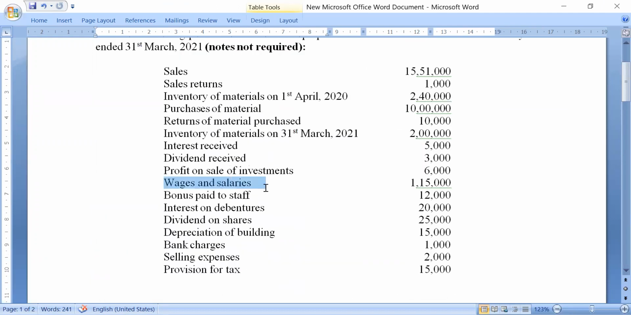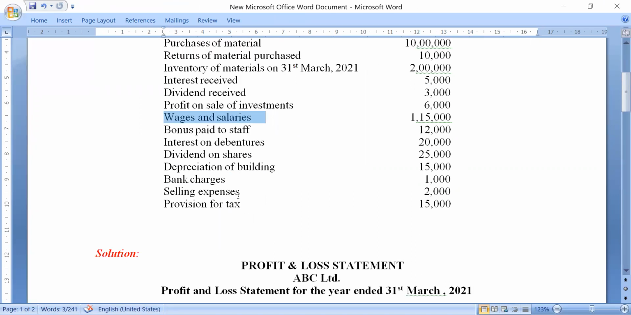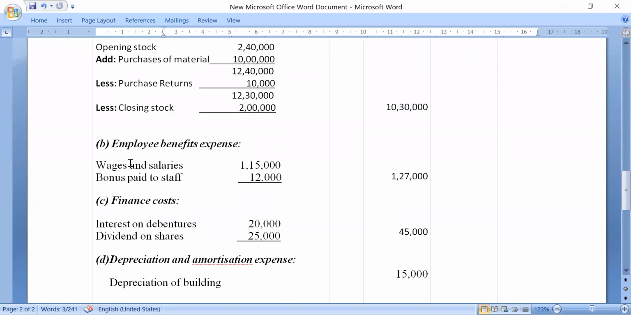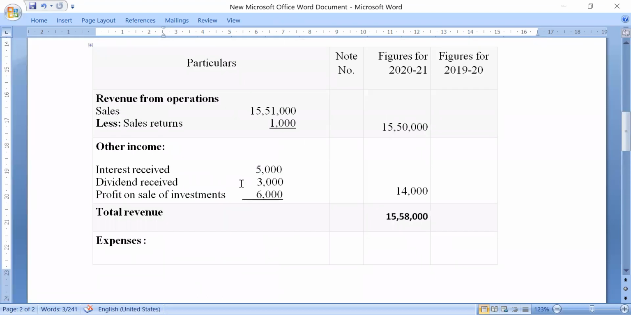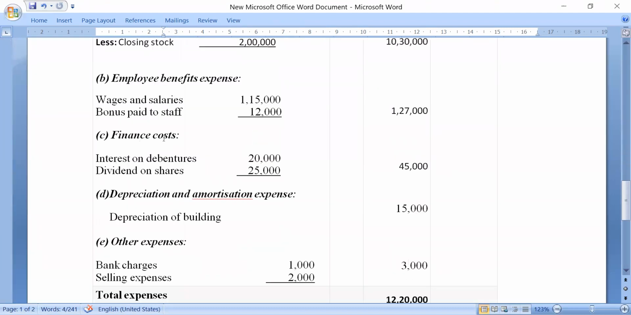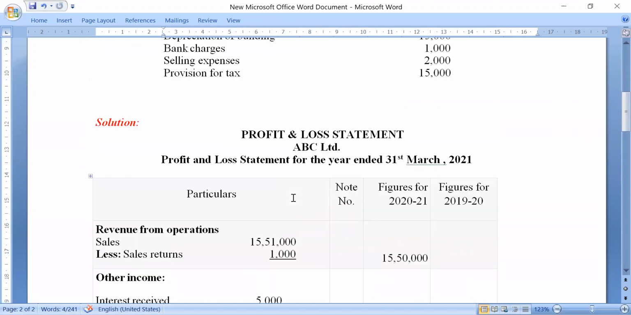After that, we have wages and salaries. Wages and salaries are given to employees. These are part of employee benefit expenses. So in the expenses, where we will write employee benefits expenses, we will write wages and salaries. And in the question, after wages and salaries, there is an item bonus paid to staff. So this bonus paid to staff is also employee benefit expense. We will show both items, and the total will be written in the outer amount column.